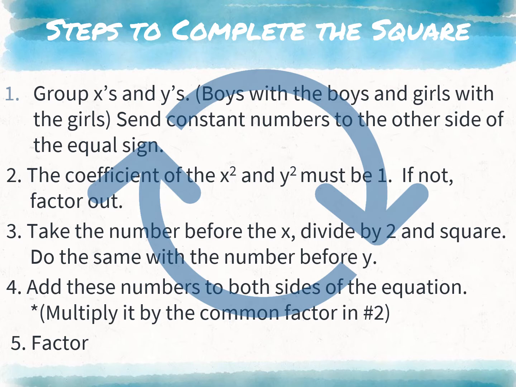We want to group our x's and y's, and we want to send the constant numbers to the other side of the equal sign. We want to make sure that the coefficients of the x and y squareds are 1. We then want to complete the square by taking the x and the y value, dividing by 2, and squaring it. You want to add those numbers to both sides of the equation. Remember that if you divided out a factor in step 2, you have to consider that when adding it to the right side. This will create a perfect quadratic trinomial that we can factor and write nice and neatly.